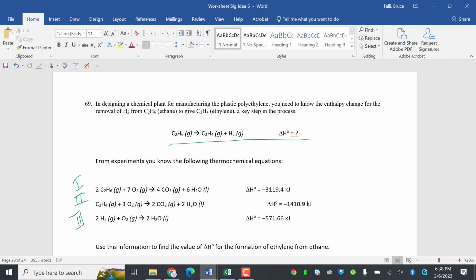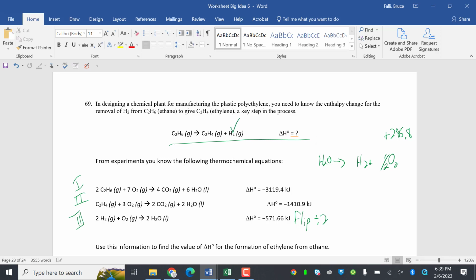So for 3, what I have to do to get 1 hydrogen is I have to flip it and divide by 2. So I'm going to write that over here. So I'm going to have H2O yields H2 plus 1/2 O2. And that's going to be, I'm flipping it, so positive 571.66 divided by 2 is 285.83.